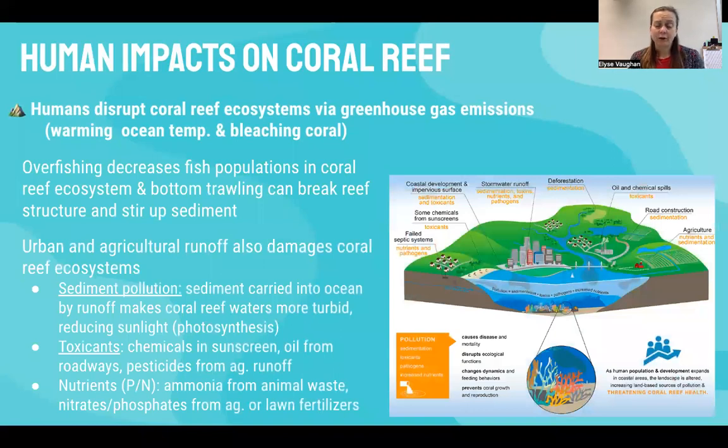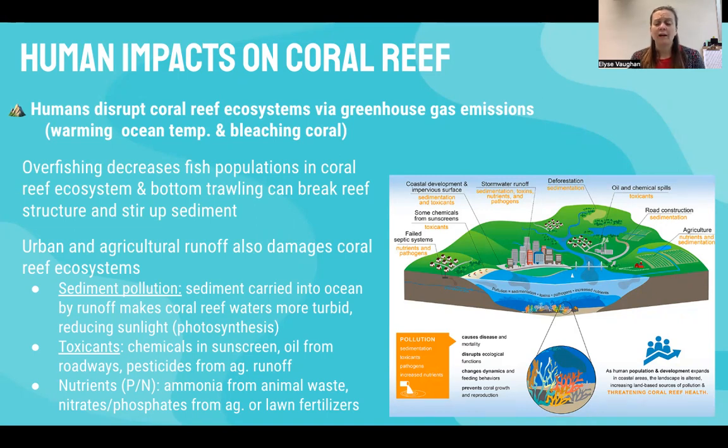And then finally, our urban and our agricultural runoff also damage coral reef ecosystems, whether that's through sediment pollution that makes the water more turbid, preventing sunlight from penetrating, which makes hunting more difficult, and also impedes photosynthesis of those coral reef algae, those zooxanthellae. Also toxicants, so those toxic chemicals, chemicals in sunscreen, oil from roadways, pesticides from agricultural runoff, those also cause the death of the algae, which are the basis of the food chain there.